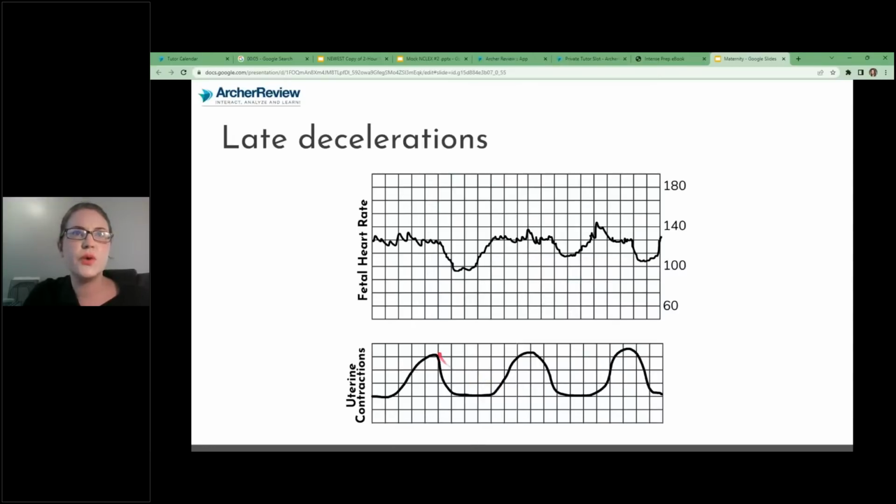How do you diagnose these? Well, like early decelerations, they're going to make that nice U. But the difference is they happen in a delayed fashion after the contraction happens. So there's a contraction, delay, deceleration. Contraction, delay, deceleration. That is the pattern. So you can see this contraction happens, and after the midway point of the contraction, that's when the deceleration starts. Contraction, delay, deceleration. So it makes a nice U, but it's delayed.